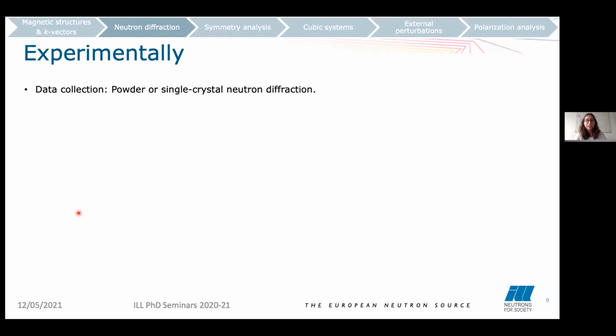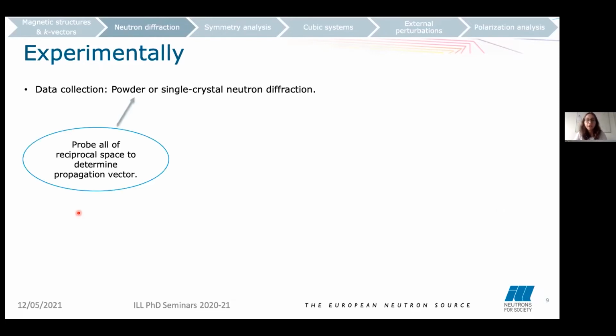So the way we go about this is we start with powder or single crystal neutron diffraction. Using powder diffraction, we can probe all of reciprocal space to unambiguously determine the propagation vector. Now, there are samples where people will start with single crystal diffraction. It depends on what kind of sample you have. But anyway, you can start with powder diffraction and then move on to single crystal neutron diffraction.